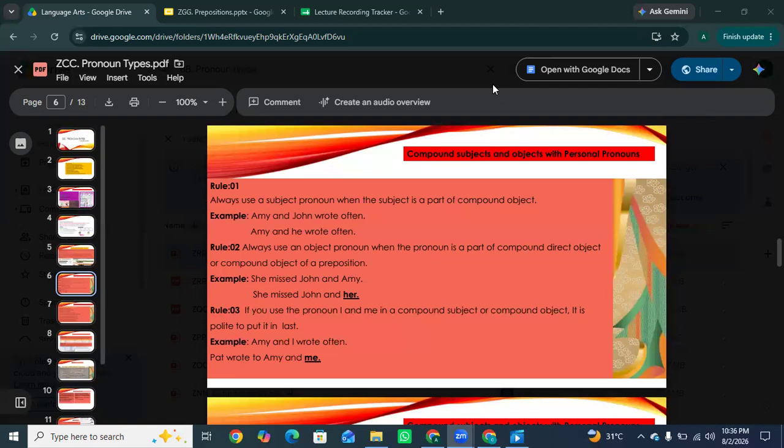Is it right? Like, "She missed John and she?" No, this is incorrect. She missed John and her, because John and her receives the action. Okay? So rule number 3: if you use the pronoun I or me in a compound subject or compound object, it is polite to put it last. Like, Emma and I wrote often. You can also say, I and Emma. Okay? Pat wrote to Emma and me.